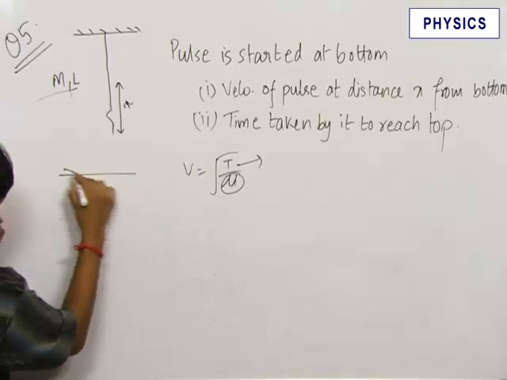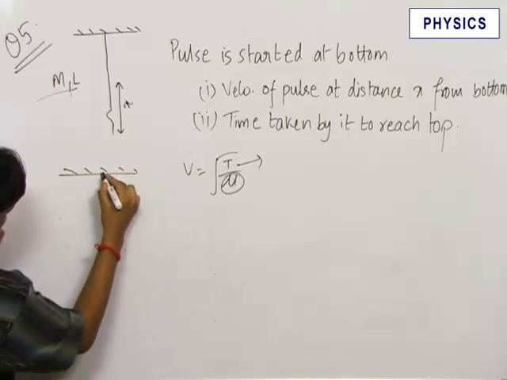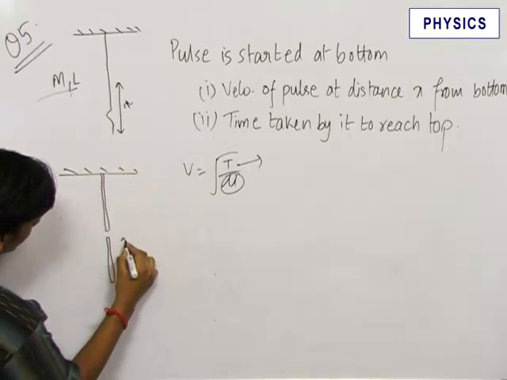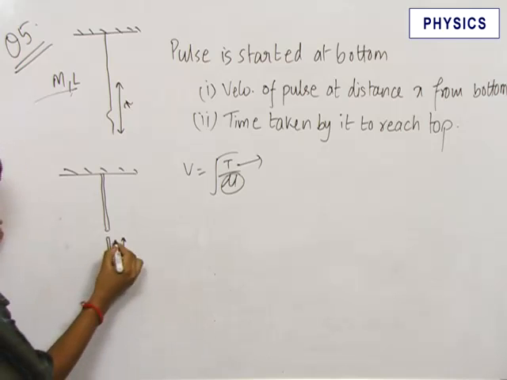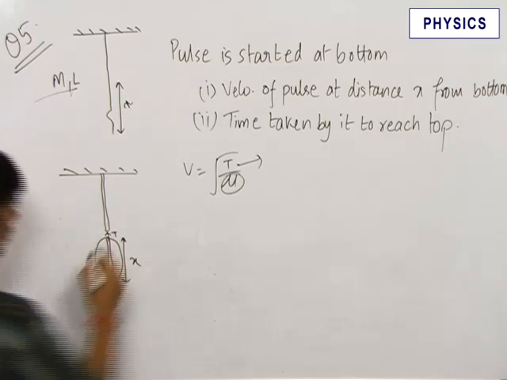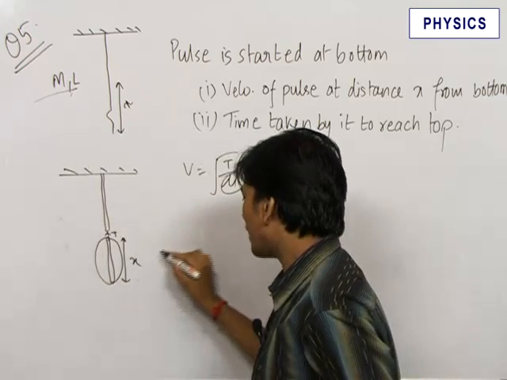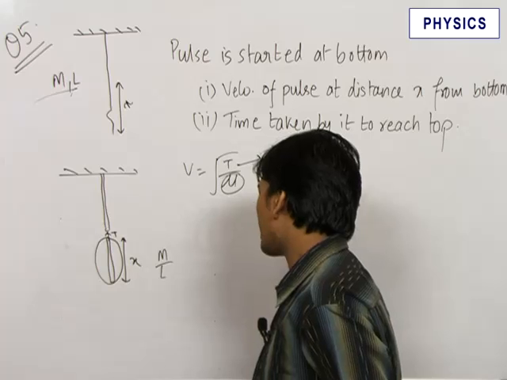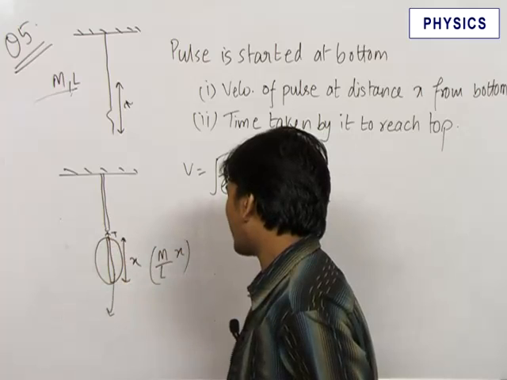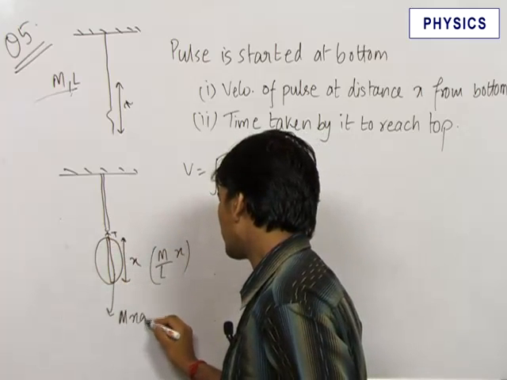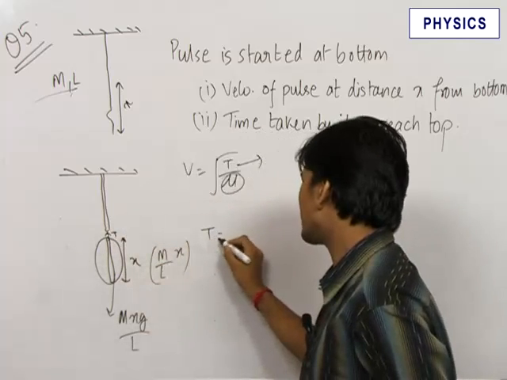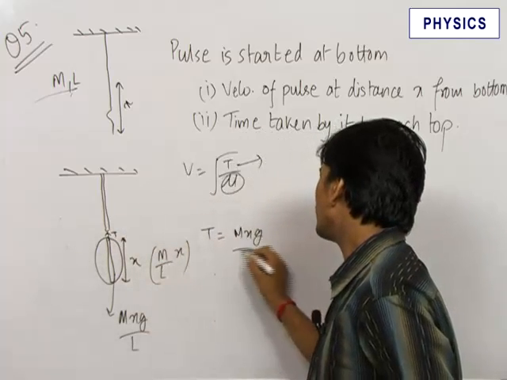For finding out the tension, this is a rope. We cut the rope at distance x from the bottom. The mass of this portion of the rope is balanced by the tension on the top of the rope. Now the mass of this rope is m upon L, that is the mass per unit length, into the length of this part, that is x. This is the mass. Therefore the gravitational force acting here is mxg upon L. This is balanced by the tension at height x. Therefore the tension is equal to mxg upon L.